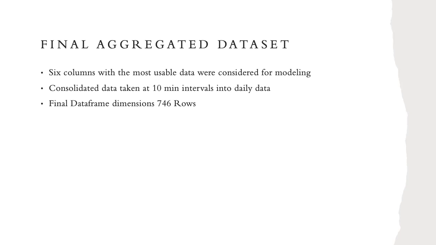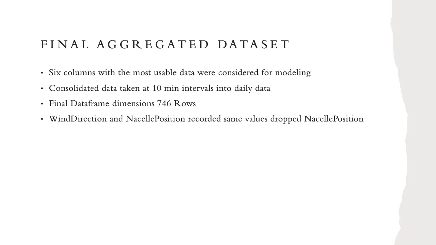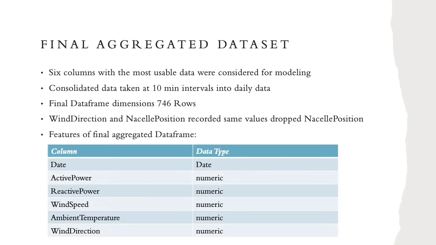The final data frame consisted of 746 rows. That means we had data for 746 consecutive days. When we looked at the overall data sets, we found that wind direction and nacelle position records had the same value, so we dropped nacelle position and kept wind direction. Our final aggregated data frame consists of date, active power, reactive power, wind speed, ambient temperature, and wind direction. These are the features we'll use for our models.